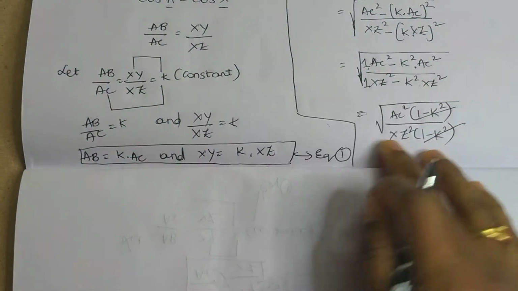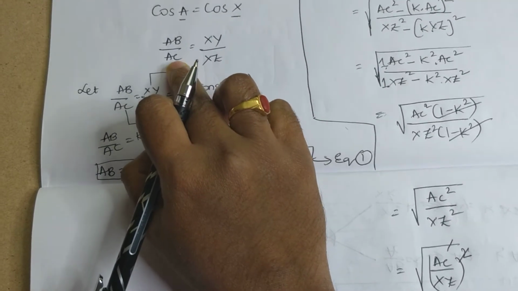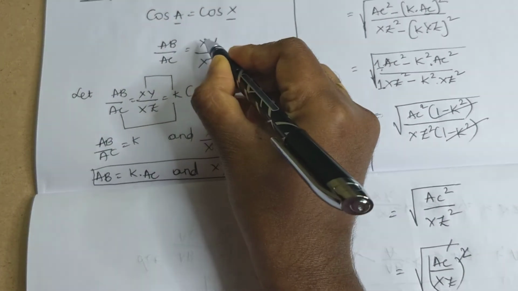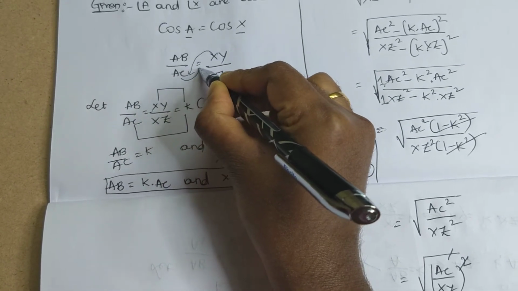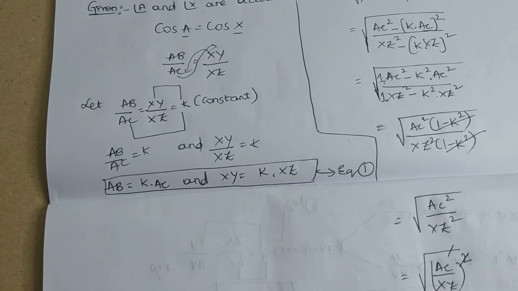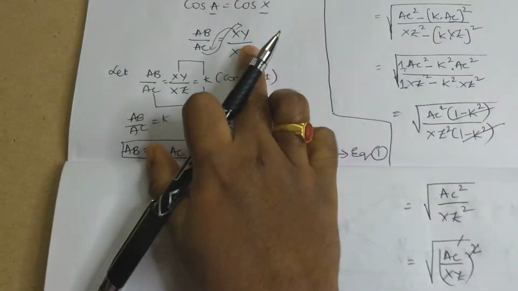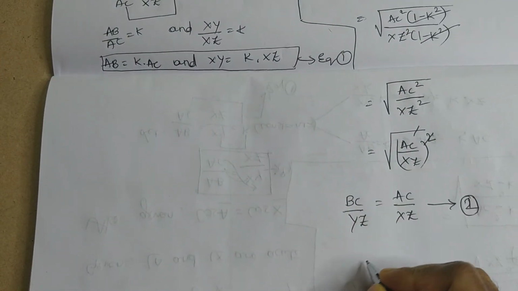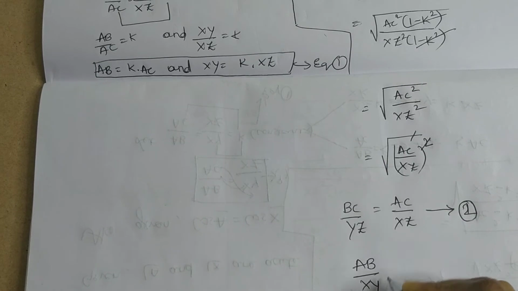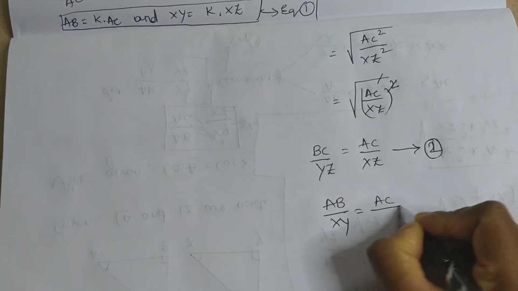So here what I will do is, I will send XY to the left hand side and AC to the right hand side. So what does it become? When the numerator goes to the left hand side, it becomes denominator, and when the denominator goes to the right hand side, it becomes a numerator. Correct? So this becomes division and this becomes multiplication. So AB by XY equals to AC by XZ. You can write that, right? So here write the same thing. AB by XY equals to AC by XZ.